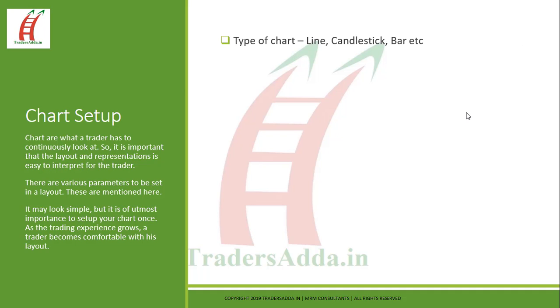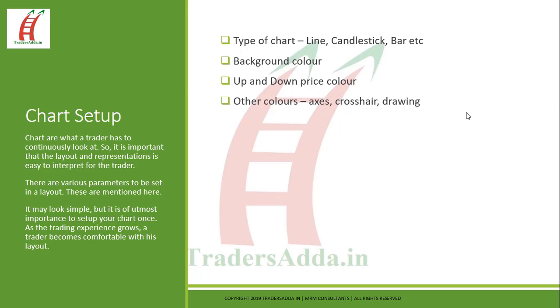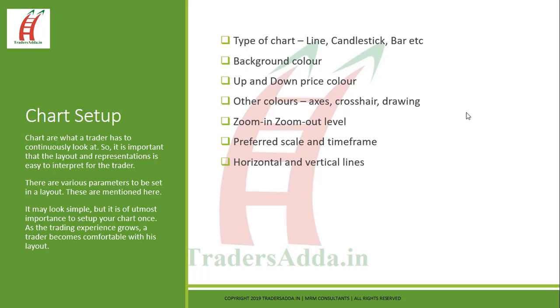The layout parameters to be considered are: deciding on the type of chart, line, candlestick, bar, etc. Deciding the background color. Some traders prefer a dark background, while others prefer white. Up and down price color. Usually it is red for down and green for up. Other colors in the chart, such as for axes, crosshair, drawing. Zoom in zoom out level of the chart. Preferred scale and time frame of the chart. Horizontal and vertical lines. Text displays on the chart such as symbol name, date and time, etc.